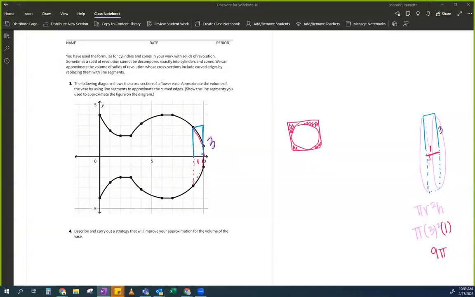And some of you are like, Miss Johnson, who cares? It's not a big deal. Actually, it does. In the engineering world, that's a big difference. Okay. All right, moving on.